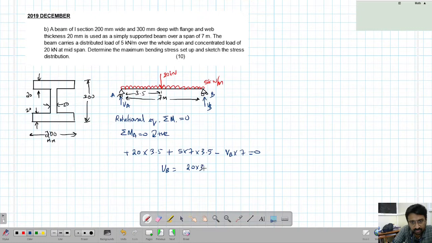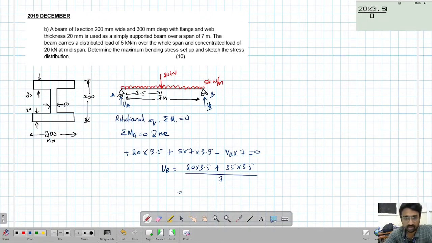So that means VB equals 20 times 3.5 plus 5 into 7, that is 35, times 3.5, divided by 7. So this we can calculate very fast. So it is 27.5 kilonewton. So that is the force reaction at the end.